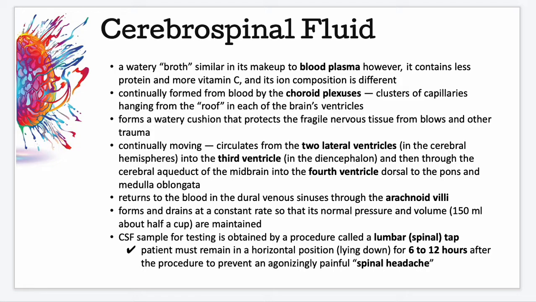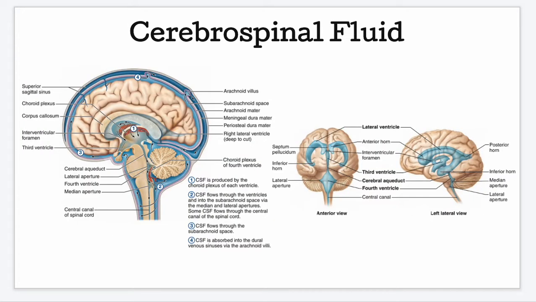Your CSF is continually moving and circulates from the two lateral ventricles in your cerebral hemispheres and into the third ventricle in your diencephalon. And then through the cerebral aqueduct in the midbrain into the fourth ventricle, dorsal to the pons and medulla oblongata. Ayan. Meron ng visual aid.